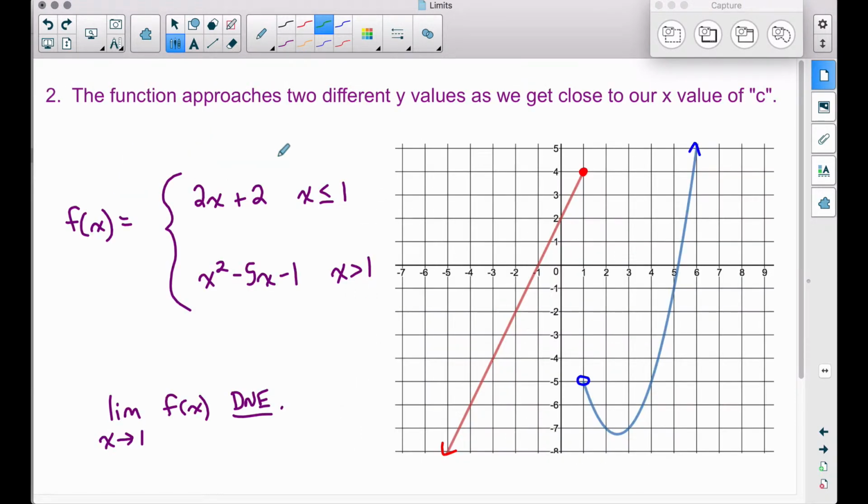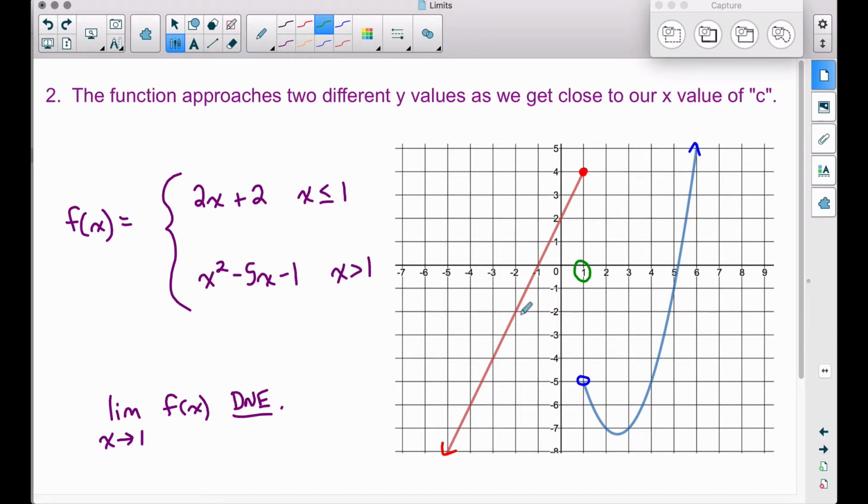The second case, the function approaches two different y values as we get close to our x value of c. The example here is a piecewise function, and I have it graphed over here. We have some line 2x plus 2 for values of x that are less than or equal to 1. Now, we'll look at graphing these later, but for now I just want you to see the idea. So, on this red line, as we get close to 1, we're trying to find the limit as x approaches 1. So over here, as we get close to this x value of 1, our y value is approaching 4. This is referred to as a left-handed limit or left side limit.